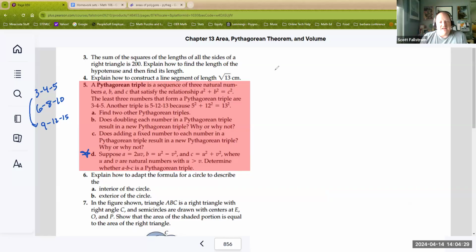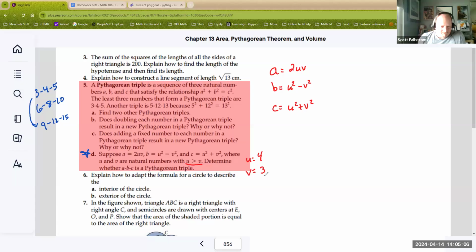But notice here, A is equal to 2uv, B is equal to u squared minus v squared, and C is u squared plus v squared, where u and v are natural numbers with u greater than v. Let's try something here. Let's try u is 4 and v, again, u has to be bigger than v, so, 3.